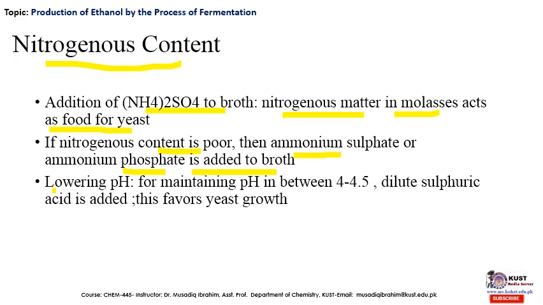Another thing is the lowering of the pH. For maintaining pH between 4 and 4.5, dilute sulfuric acid is added to the broth, and this highly favors the growth of yeast.